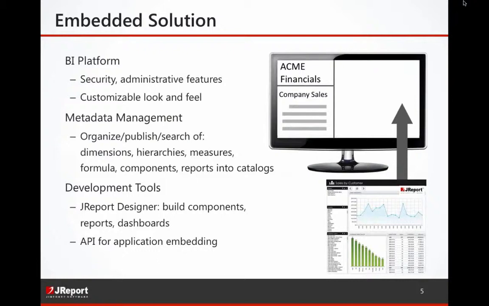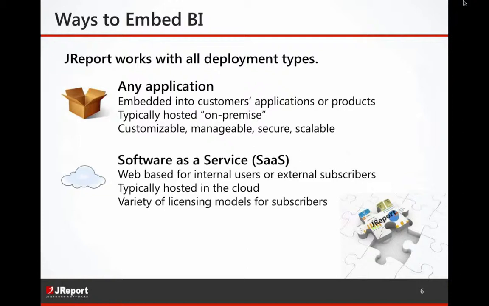All right, now there are a few ways to embed JReport from a business use case. There are two main deployment types. The first one is that we can embed into any application. Specifically in this section I'm talking about non-software-as-a-service applications. So if you're an OEM or ISV and you ship product to your customers, and you require some type of powerful BI reporting solution, you can easily embed that into your own applications, whether you're an ISV or you want to use that product in-house. Typically this is hosted on premises, and it's, again, highly customizable, manageable, and very scalable.